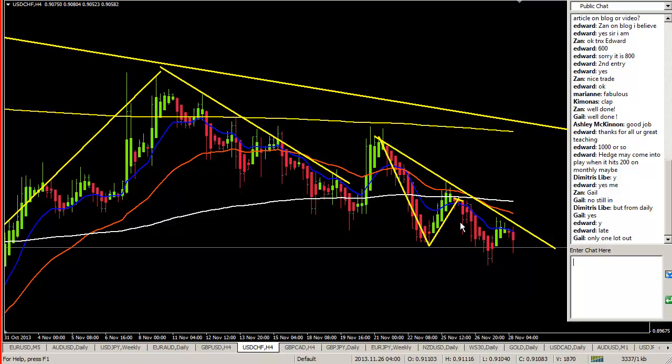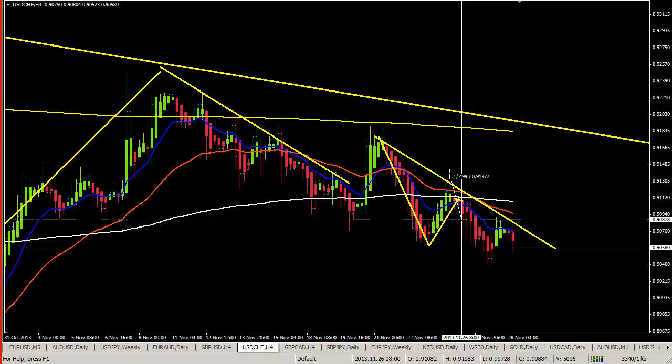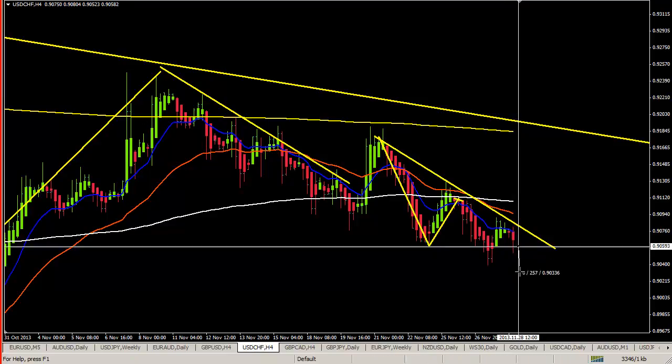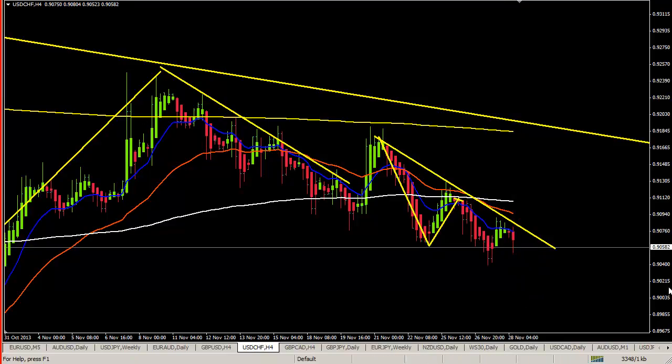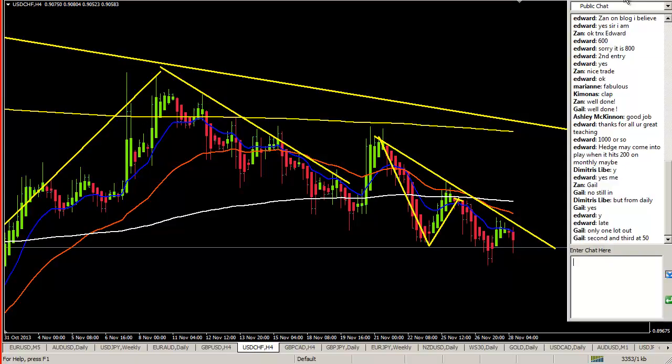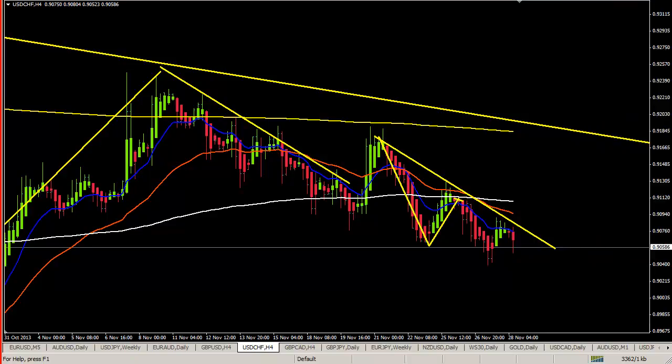So if you entered late, one lot is out. Probably you have a stop of about 50 pips, right? And the price moved down about 50 only. So yeah, you need to see today crashing to create your win-win scenario. But that's okay. Second and third at 50. So what do you mean? You mean the second and third lot is 50 pips profit? Yeah, okay.